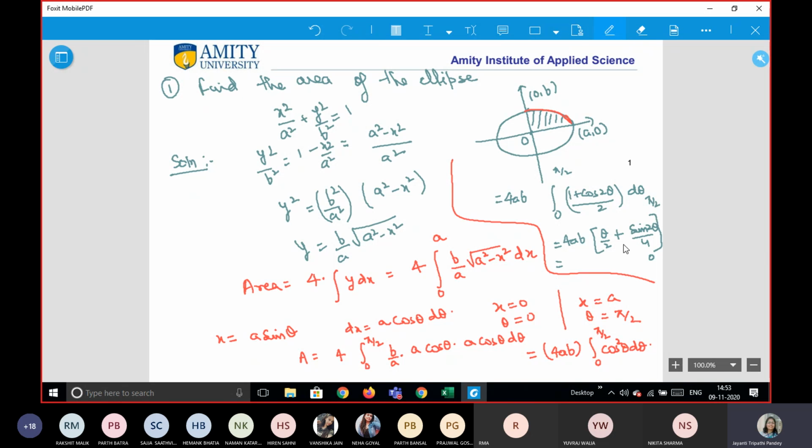I can take out 2 outside. So when I put 0, this part will be 0. When I put pi by 2, this part will be 0. Agreed? Only this part will remain. So that is 4ab into 1 by 2 into pi by 2. So the output is pi ab. Is it fine? Yes, ma'am. Understood? Yes, ma'am. Chalo, let's go to the next question.